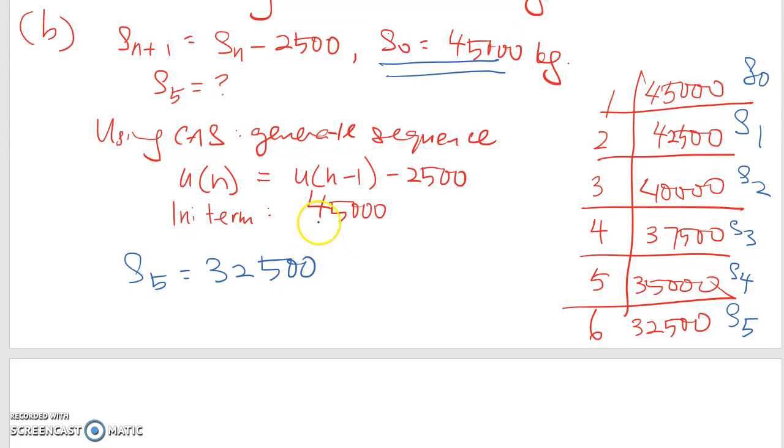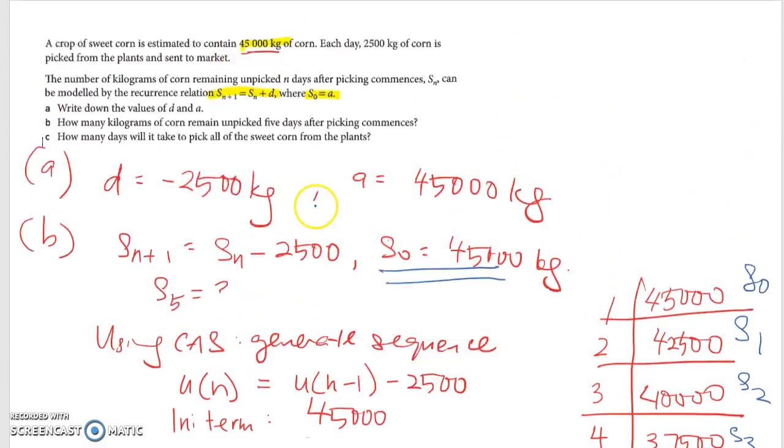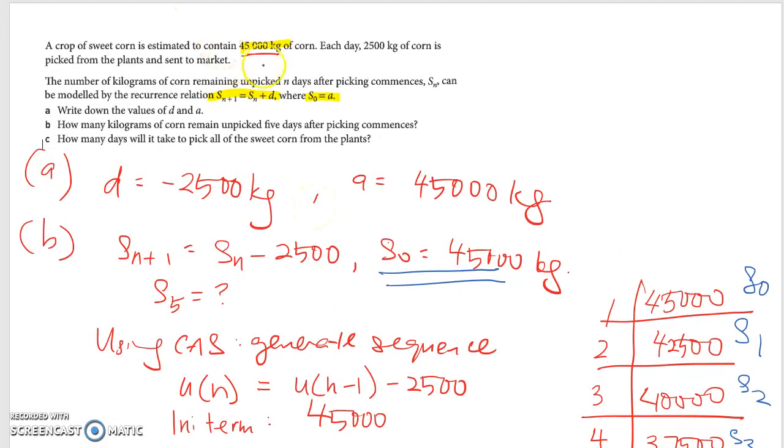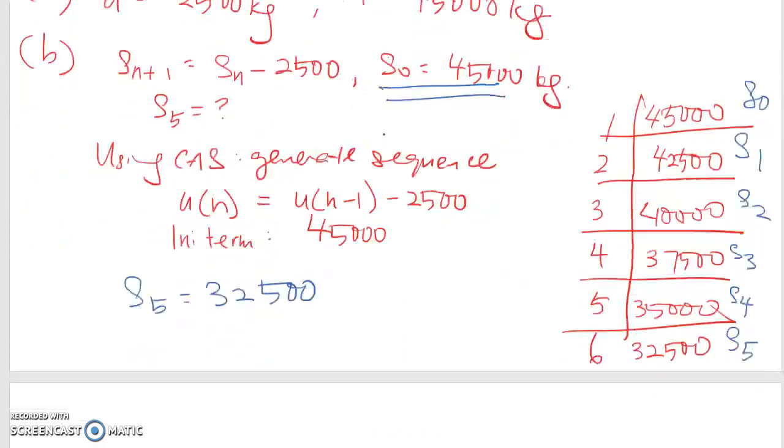Remember, this is very important because the sequence is defined as unpicked n days after, which means we're starting at S0. That's your first term. Okay, so let's move on.